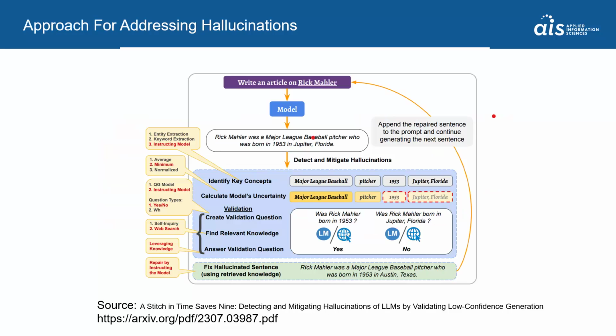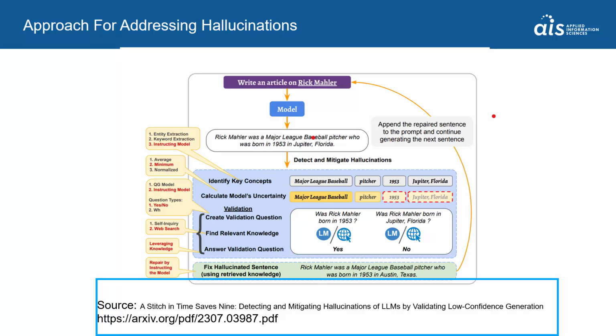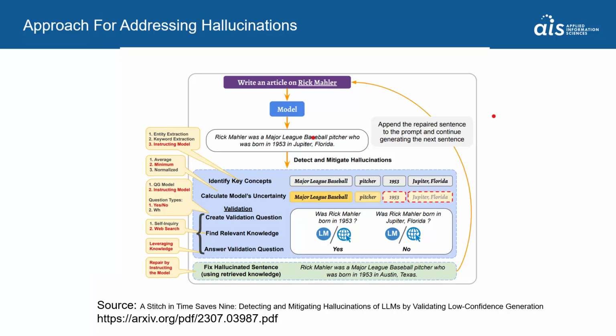Here is another approach for addressing hallucination, and this diagram comes from a paper mentioned at the bottom of this slide. And here the idea is that once you have a model generate a response, the first thing you do is identify the candidates for potential hallucinations, which means you identify concepts from the generated sentence that may possibly be hallucinations. So once you do that, you are now going to go check for correctness of these concepts through something called the validation procedure.